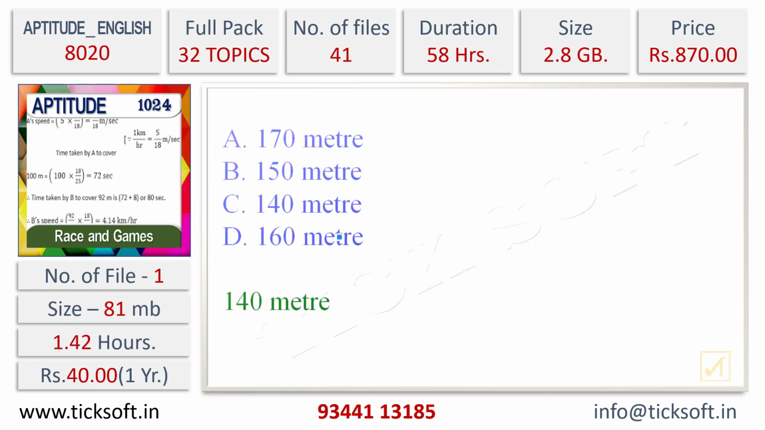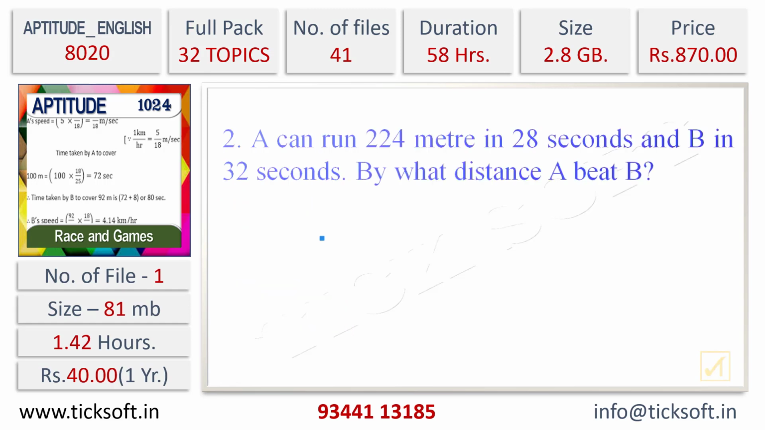So hence out of these four options, option C, 140 meters, is the length of the race course so that A and B reach the winning post at the same time. Now we have the second question.